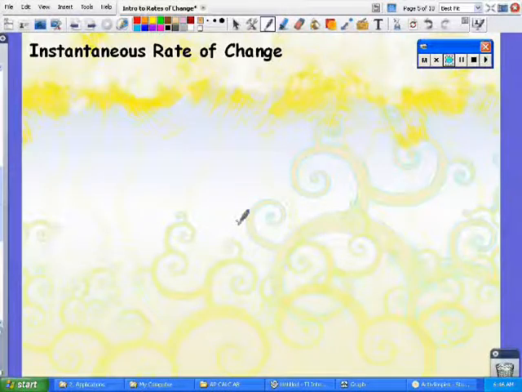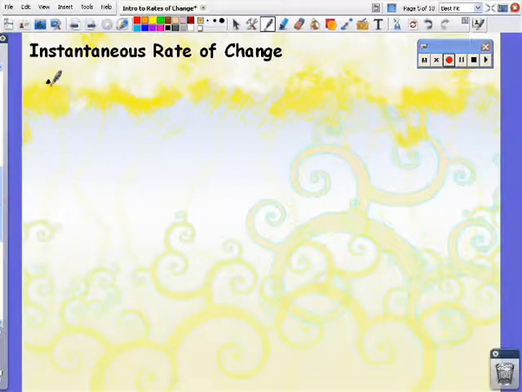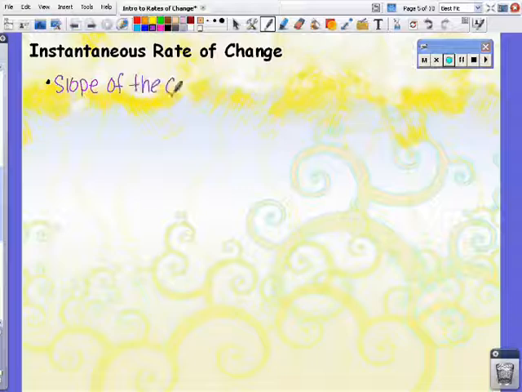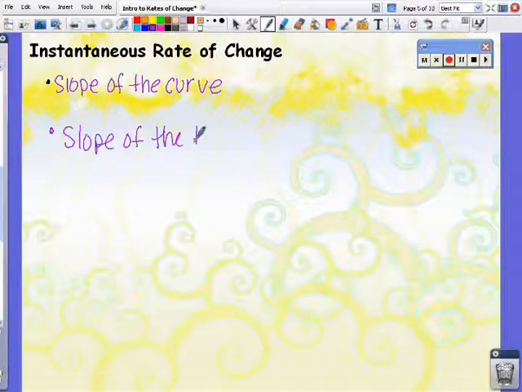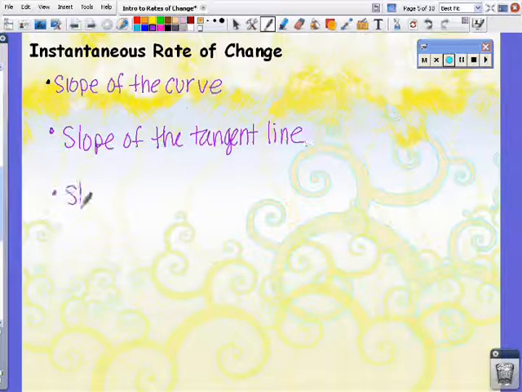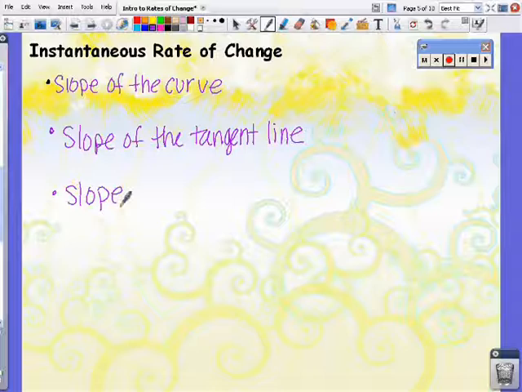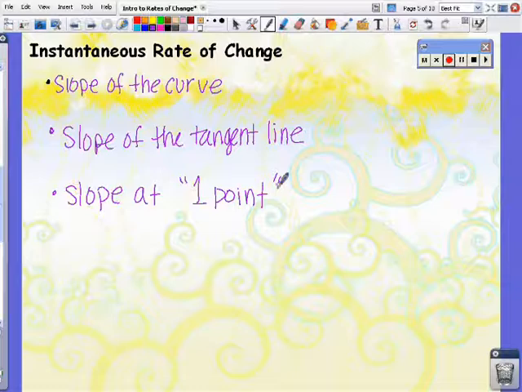Now we're going to talk about instantaneous rate of change. Some other ways to say instantaneous rate of change would be the slope of the curve at a point, or I can ask you for the slope of the tangent line at a point. And so what we're really doing is finding the slope at one point versus the average rate of change, where we find the slope at two different points.